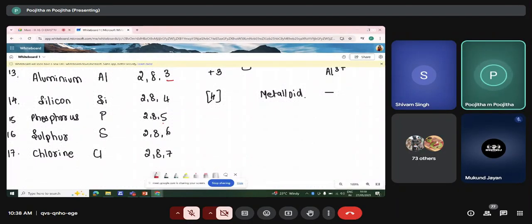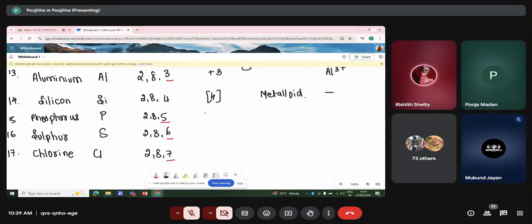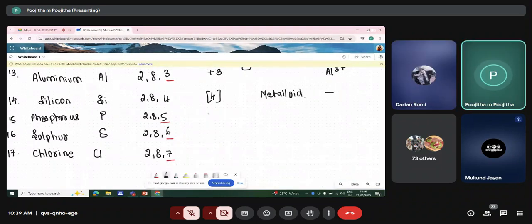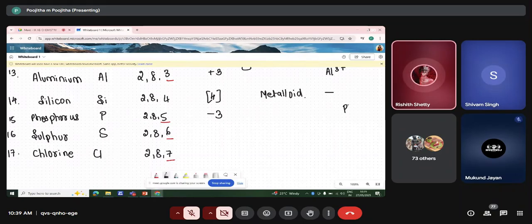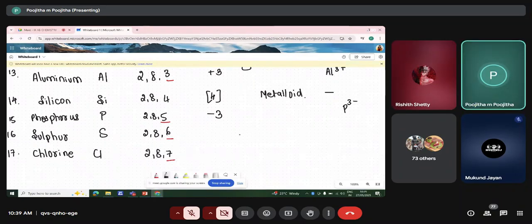So what do you observe here? These 3 elements have 5, 6 or 7 electrons in their outermost shell. If an element has 5 electrons in its outermost shell, it has a tendency to gain electrons. So it has to gain 3 electrons, and valency is -3. What ion will I get? Phosphide ion, P3-. Similarly, sulfur gains 2 electrons, S2-.